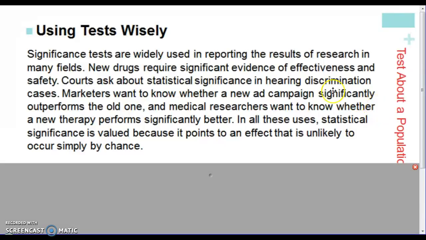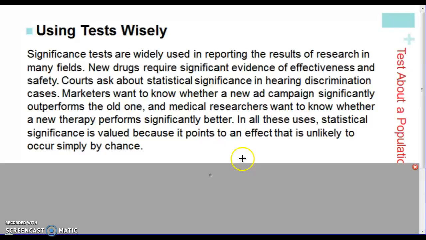All right, moving on. Let's talk about using t-tests wisely now. Significance tests are used all over the place in research in many fields. New drugs require significant evidence of effectiveness. Courts ask about statistical significance in discrimination cases. Marketers want to know whether a new ad campaign significantly outperforms the old one. Medical researchers want to know if a new therapy performs better.